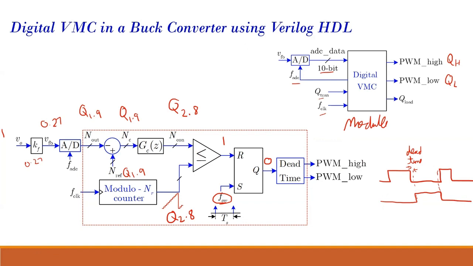This KF, KF stands for... It's not very clearly audible. Can you repeat? What is KF here? KF is just a feedback gain scaling. Your V feedback is KF multiplied by V output. So if my V output is 1 volt and this is 0.27, my V feedback will come out to be 0.27. That's all, just a scaling factor.